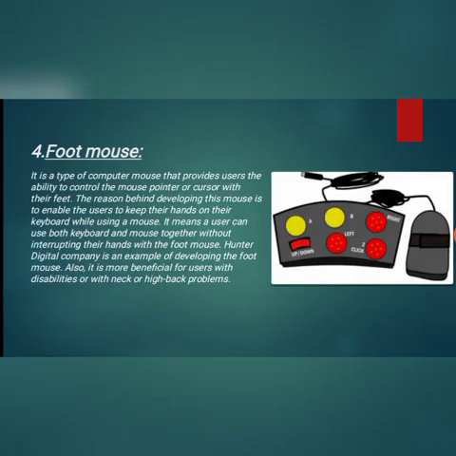Foot mouse. It is a type of computer mouse that provides users the ability to control the mouse pointer or cursor with their feet. The reason behind developing this mouse is to enable users to keep their hands on their keyboard while using a mouse. It means a user can use both keyboard and mouse together without interrupting their hands with the foot mouse. Hunter Digital Company is an example of developing the foot mouse. Also, it is more beneficial for users with disabilities or with neck or back problems. Beside is a picture of a foot mouse.